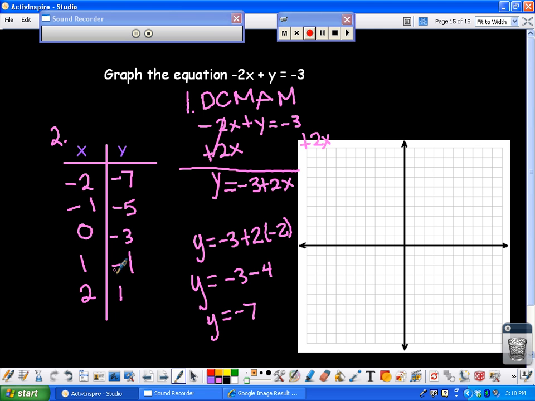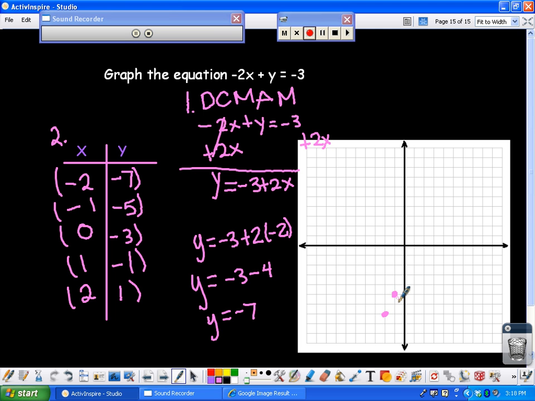The last thing that we need to do is plot our points on the graph. So the way that we wrote the t-chart, we have them in a nice ordered pair, and we can just start plotting the points. Our first point is negative 2 and negative 7. So we go to the left 2 and we go down 7. And we plot our point. Our next one is negative 1 and negative 5.